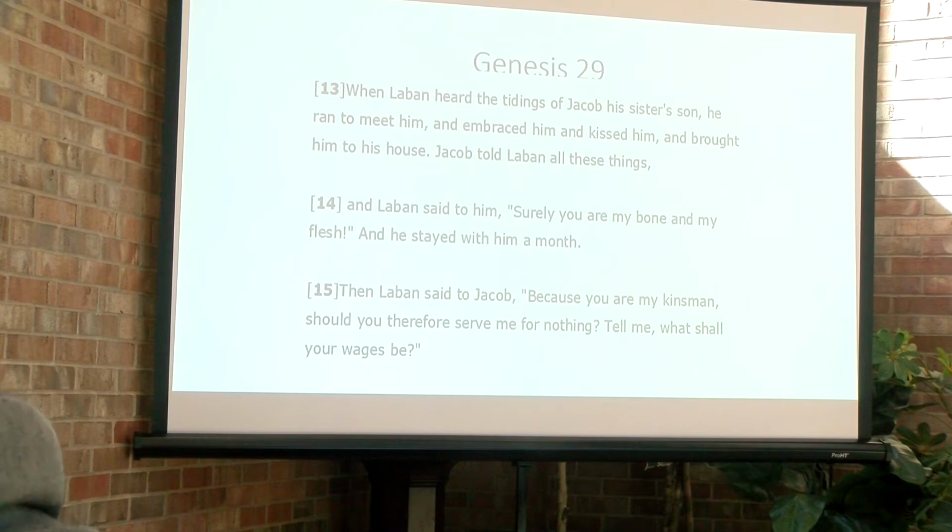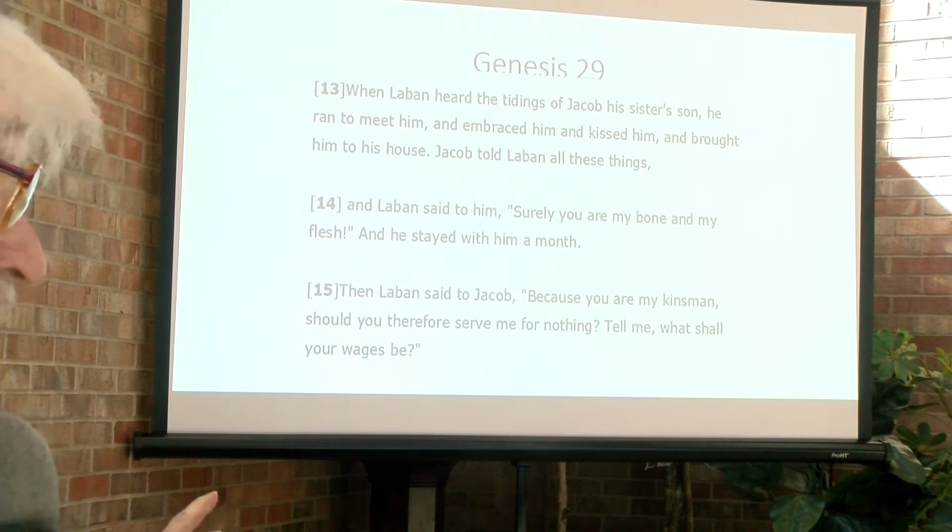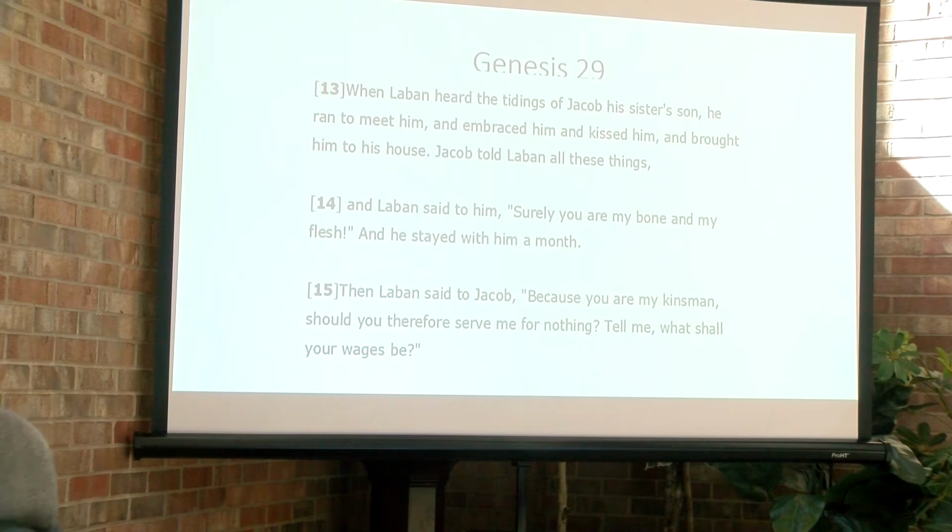then she sends information back to her brother Laban that there is a stranger here. And when Laban heard the tidings of Jacob, his sister's son, he ran to meet him and embraced him and kissed him and brought him to his house. Jacob told Laban all these things. And Laban said to him, surely you are my bone and my flesh. And he stayed with him a month.